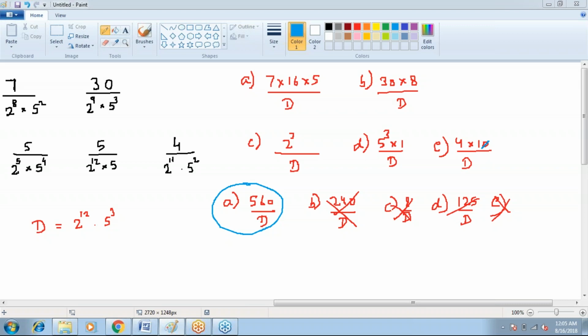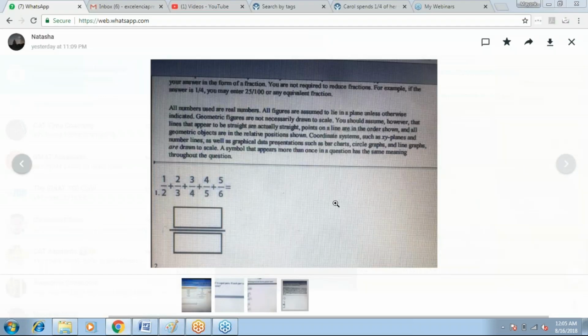Okay, the next question that you gave was: all the numbers used are given numbers. You are not required to reduce the fraction. For example, if the answer is 1 by 4, you may enter it. All numbers used are real numbers. All figures are assumed to lie in a plane unless otherwise indicated. Geometrical figures are not necessary. Okay, these are all just instructions.